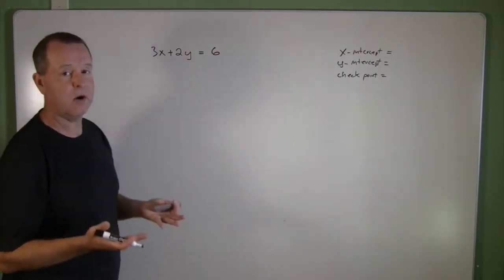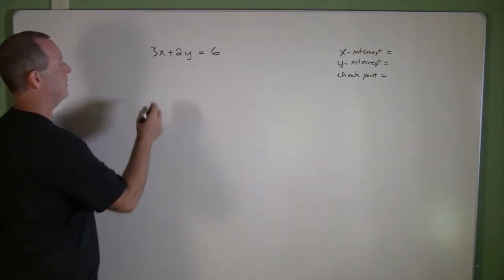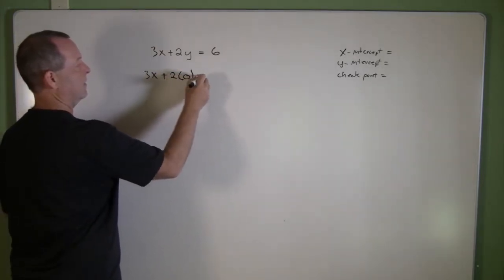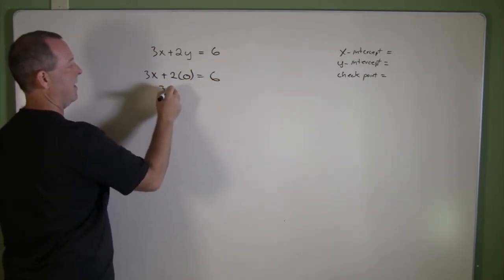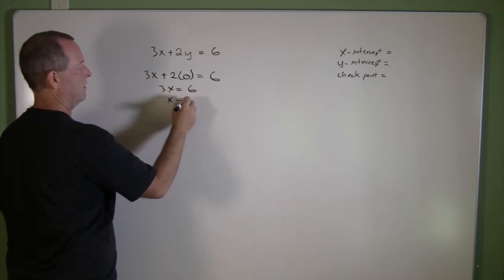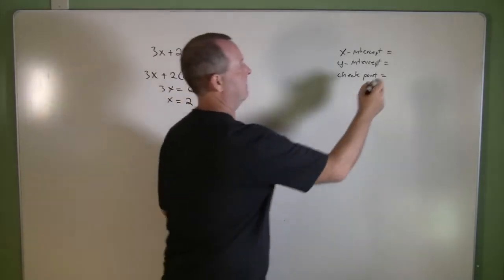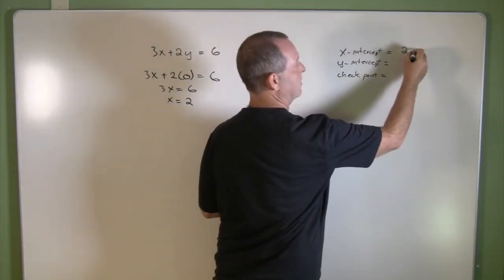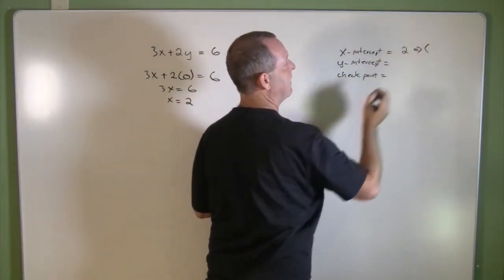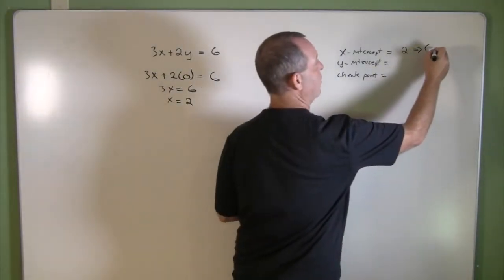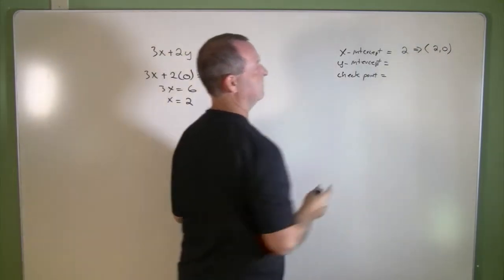Well, when we're looking for our x-intercept, our y value becomes 0. So 3x plus 2 times 0 equals 6. 3x equals 6. So I have an x-intercept of 2, which is also the same thing as saying that it crosses the x-axis at 2. So I have the point (2, 0).